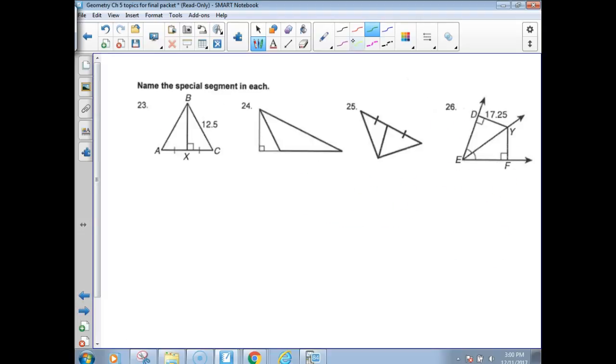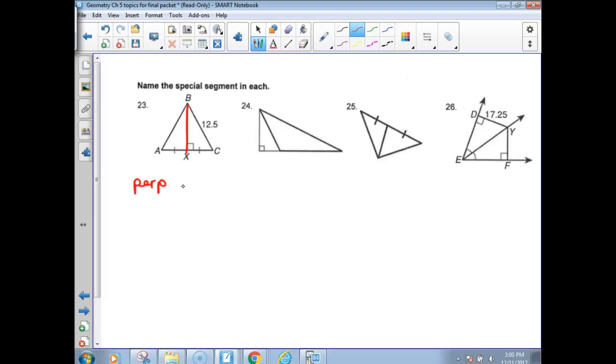All right. I'd like some more help with this, please. Oh, my. 23. Name the special segment in each. What is this? A what?